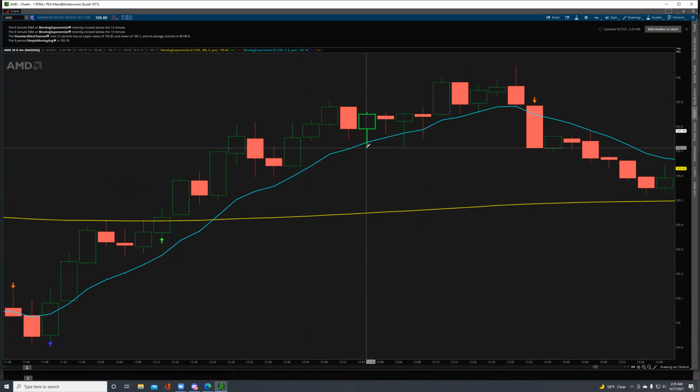So next thing you know, you got this big bear candle that popped up. You got a big bear body here that overtook this nice spinning top doji, and then boom, the next big drop, and right back down to the 200.